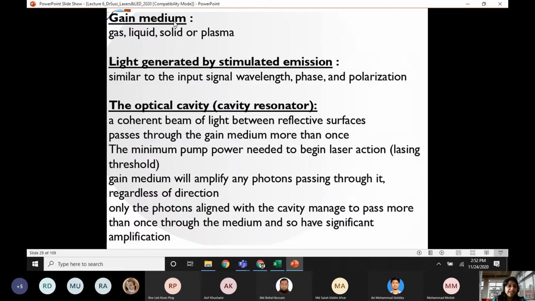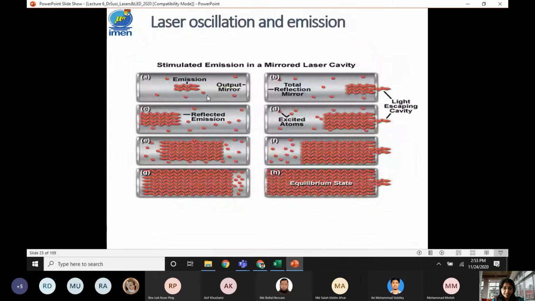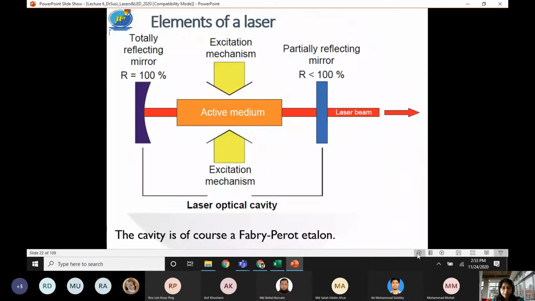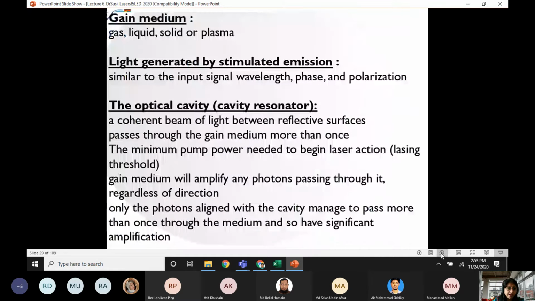So the gain medium can be a gas, a liquid, a solid, or even plasma. If you go back here, this is the gain medium over here where the emission occurs, or rather the active medium. So it can be a gas, a solid, a liquid, or a plasma, to form the photons. Okay, so there are various mechanisms.